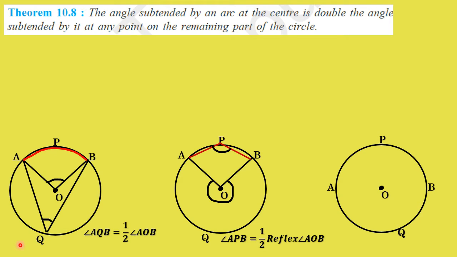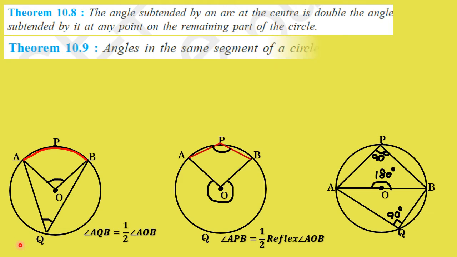So here APB and AQB both are semicircles. What will be the angle subtended by any of them at the center? It's a straight line, 180 degrees. So the angle subtended at any other point on the remaining part is 90 degrees. That is the angle in a semicircle. It is a right angle.